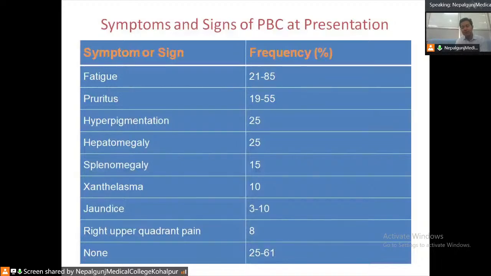Hepatomegaly, liver enlargement, occurs because initially there is cholangitis, and finally there is inflammation of the liver cells. This is hepatomegaly. Splenomegaly is due to portal hypertension.